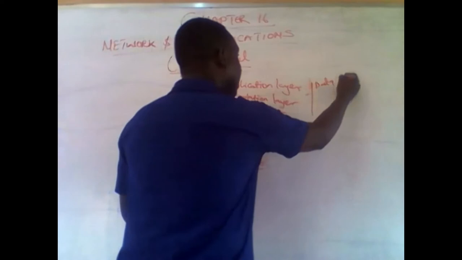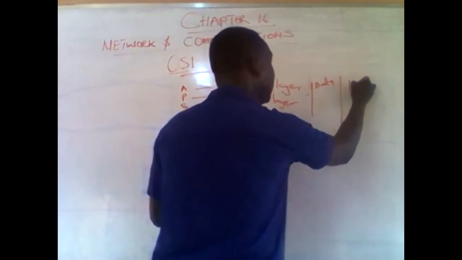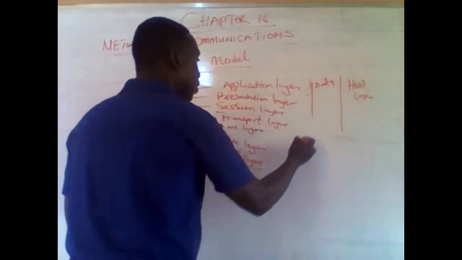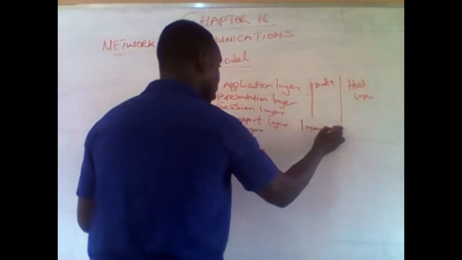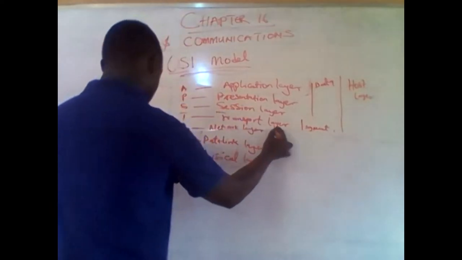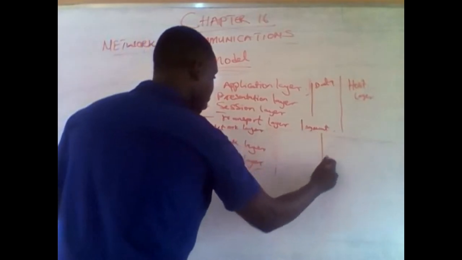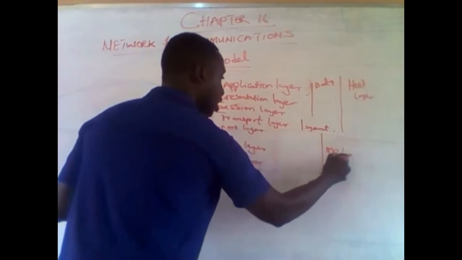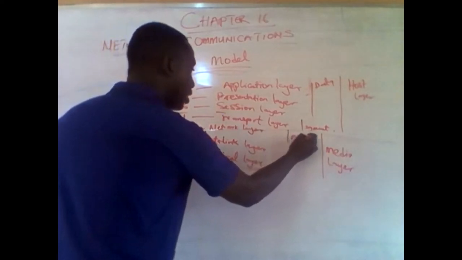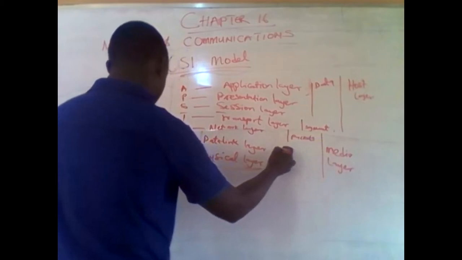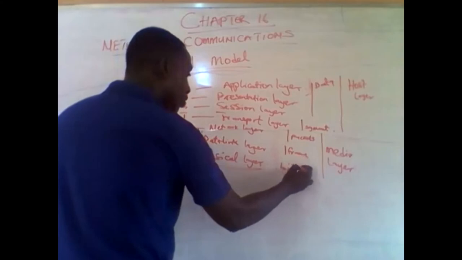Okay, now, from here to here are for the what? Host layer. Now, this small place, just this small place, is for segments. And from your network to this place, let me put it this way, from your network to this place, you have the media layer. And here, on your network, you have the packet. On the data link layer, you have the frame, and here you have bits.